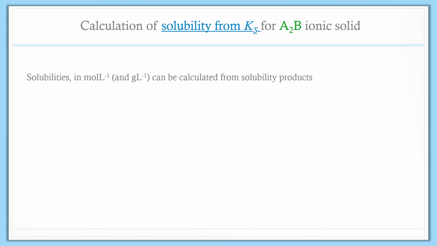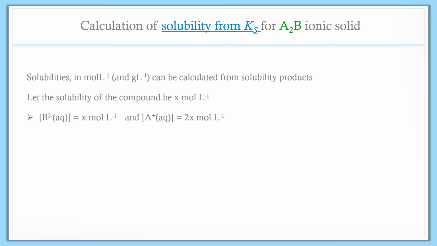Okay, and you can go the other way as well. So you can make a generalized form of this. If you've got this equation here, B negative 2 aqueous equals X moles per liter, and A positive aqueous equals 2X moles per liter. That's basically what we just did on the previous page. You put it in a similar formula to the one we did on the other page. K sub S equals 2S squared times S. K sub S equals 4S cubed, and rearrange that, S equals cube root of Ks over 4.